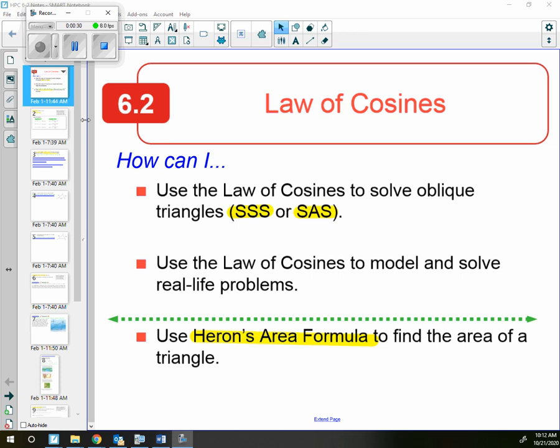For our first day here, our essential questions are: how can we use law of cosines to help solve these two different types of triangles, and then also to model some real life problems? What would be a situation where you would use something like this? That's what we're going to be talking about today.